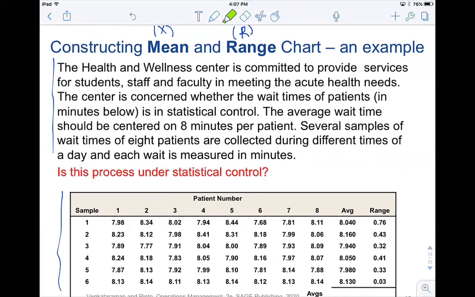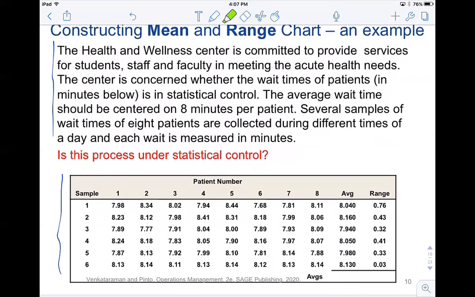All right, so let's assume that Florida Southern College Health and Wellness Center is committed to provide services for students, staff, faculty in meeting their acute health needs. The center here is concerned whether the wait times of patients in minutes below in this table is in statistical process control. The average wait time should be centered on 8 minutes per patient. Several samples of wait times of 8 patients are collected during different times of a day, and each wait time is measured in minutes. This is a typical setup of a problem in real life as well.